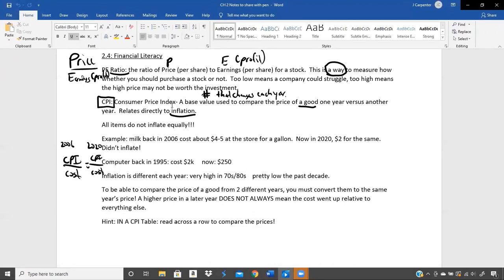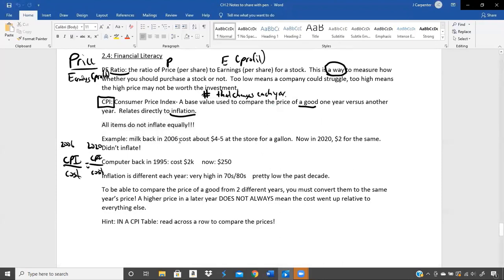But again, we're thinking about the value of our dollar. The dollar was worth more in 1990, so it was a lot harder to get $1 to buy that ream of paper. Maybe 50% more difficult, maybe 100% more difficult. It just depends on how the inflation has happened over the last 30 years. Those CPI values give us a way of accounting for that. All items don't inflate equally, and we're going to do some examples of that coming up.